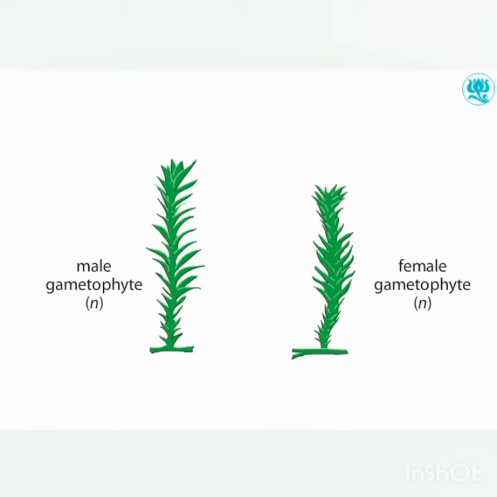Moss, like all other plants, undergoes a complex life cycle in which the generations alternate between haploid and diploid forms. The most familiar form of the moss is the leafy haploid form, called the gametophyte. Gametophytes are either male or female.